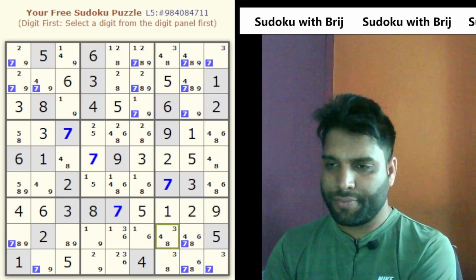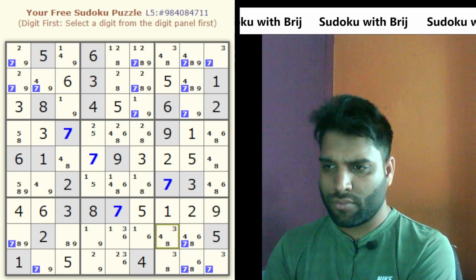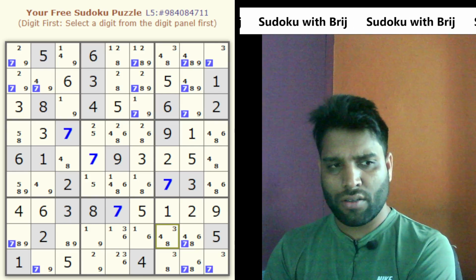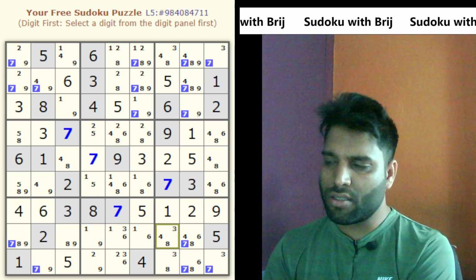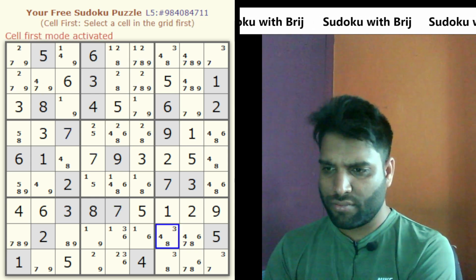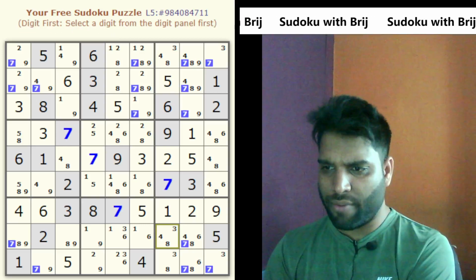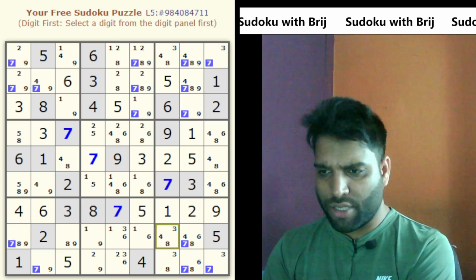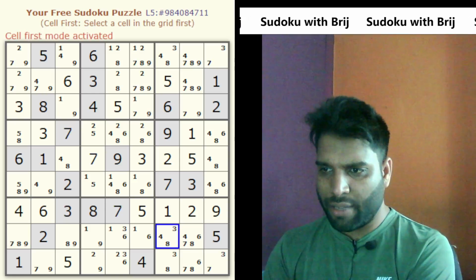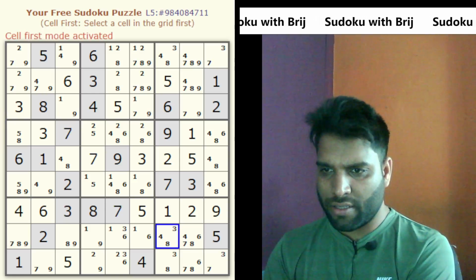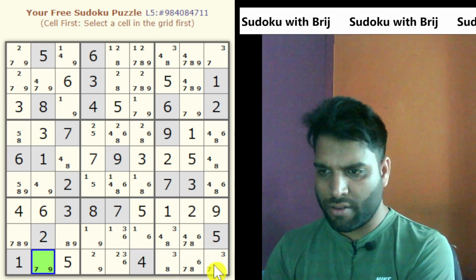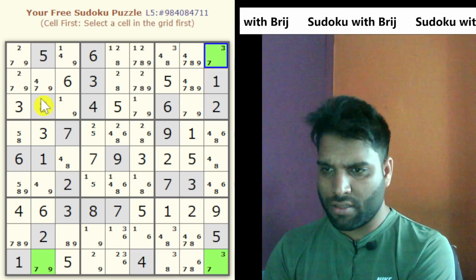So there is, hmm, I think this strategy is known as a skyscraper. I'm talking about 7. If I look for 7 in column 2 and column 9, I'm going to mark them as green color. Sorry, not this one. This 7, this 7, this 7, and this 7.